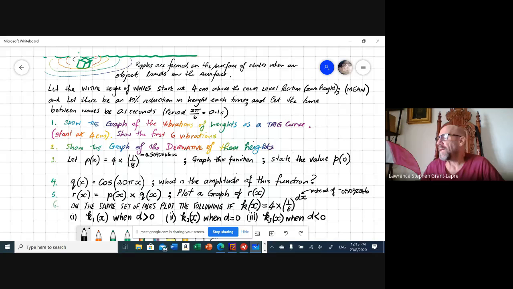And let there be an 80% reduction in height each time. And let the time between waves be 0.1 seconds. So the period of waves, which was 2 pi on b for our trig formulas, is 0.1. And we're asked to show the graph of the vibrations of heights as a trig curve. Start at 4 centimeters, show the first 6 vibrations. Okay, so let's do that.